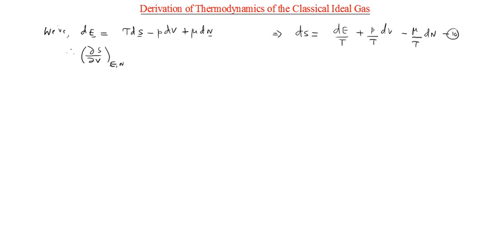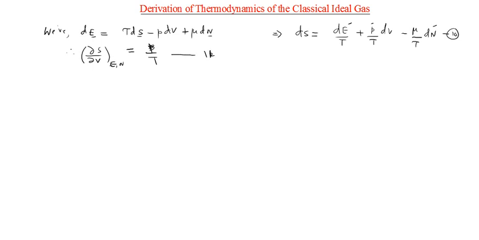Otherwise also it's okay. So ∂S/∂V. When you take ∂V, I'm keeping dE and dN zero, so E and N are constant. So what do you get? ∂S/∂V will be equal to P by T. We use small p here. This term will be there because the other two terms are zero. So that is equal to P by T. We say that this is equation number 11.